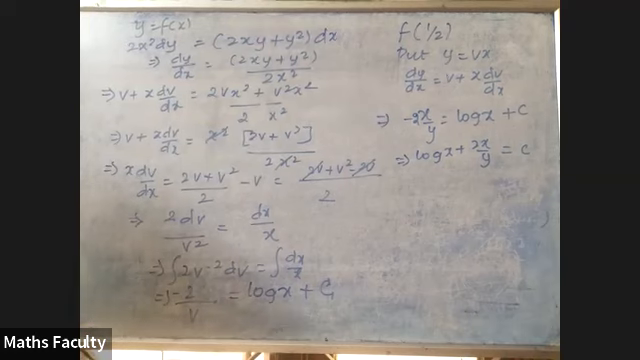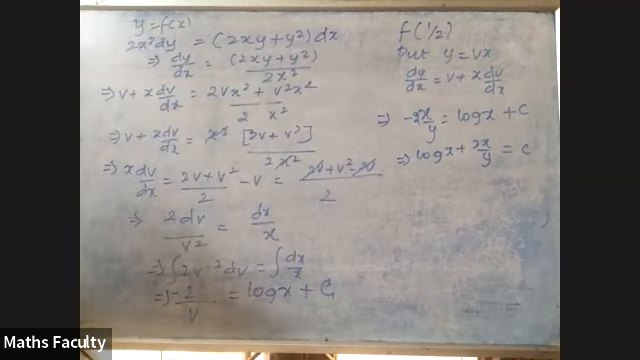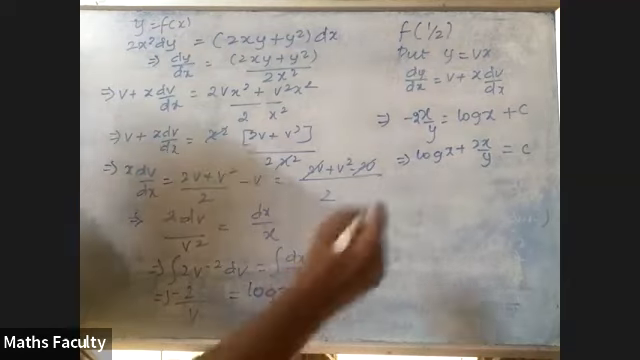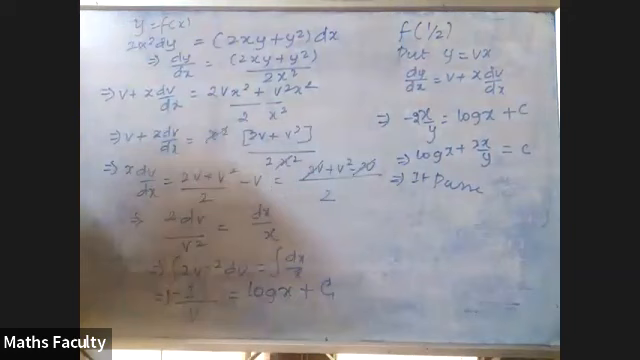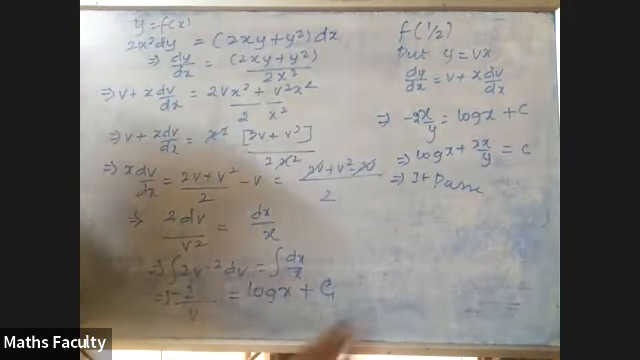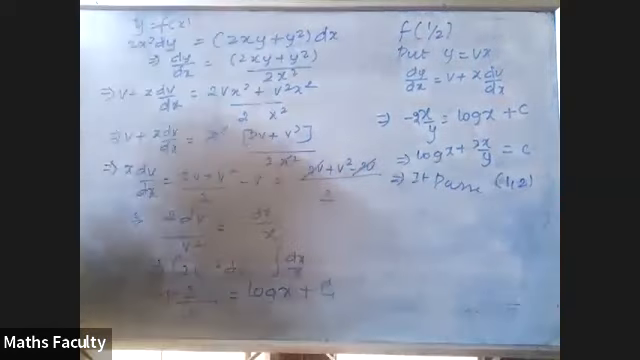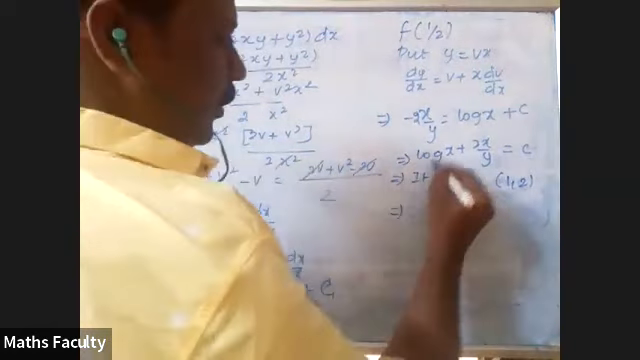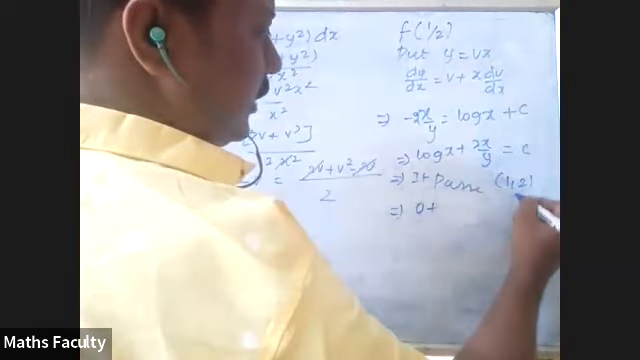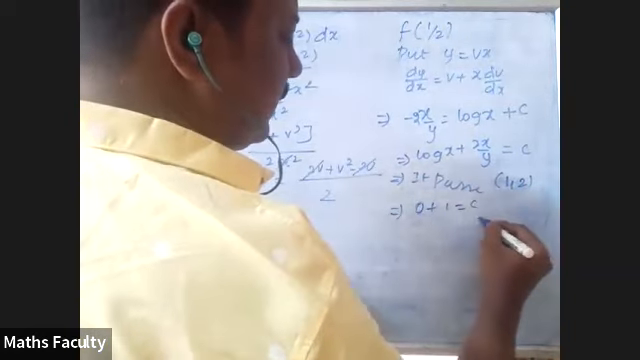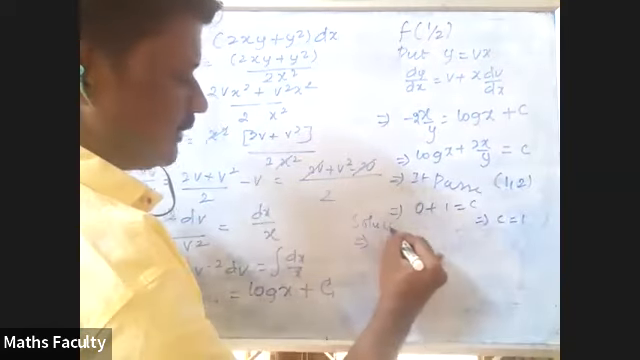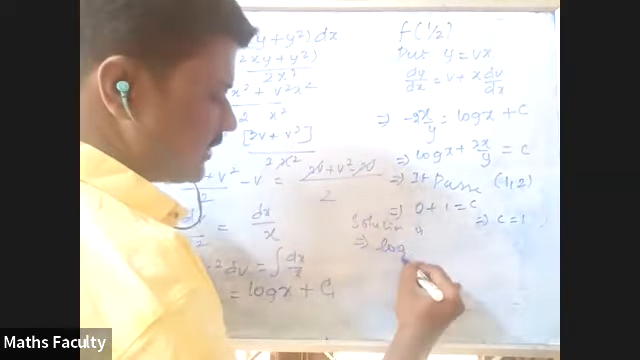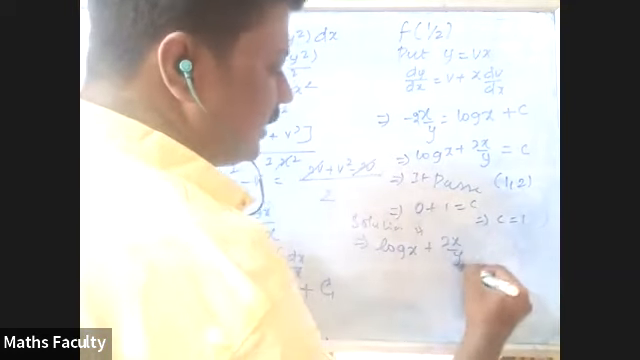It is given that the line passes through a point. What point is given in the question? It passes through (1,2), sir. So we can put 1 for x and 2 for y. log 1 is 0, plus 2 into 1 by 2, which equals 1. Therefore I can say c equals 1. Therefore the solution becomes log x plus 2x by y equals 1.